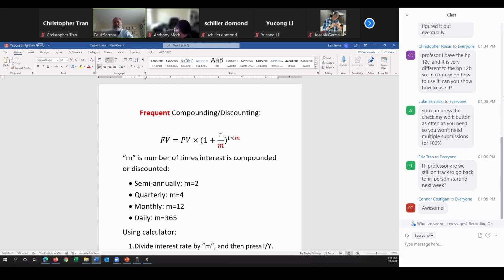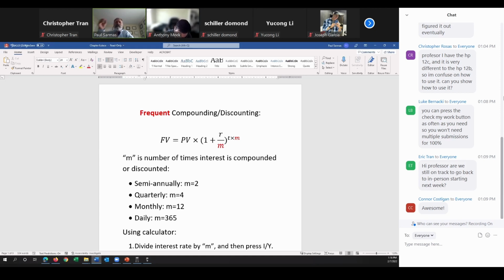However, interest rates can be charged more frequently than annually, more than once a year. They can be charged semi-annually, as you can see on the screen. Semi-annual means twice a year. Quarterly, 4 times a year. Monthly, 12 times a year. Weekly, 52 times a year. Daily, 365 times a year.